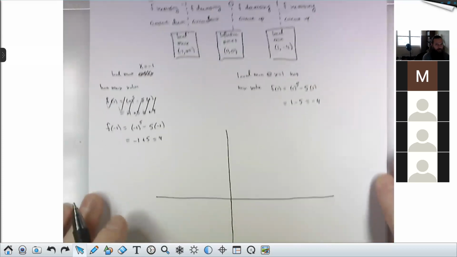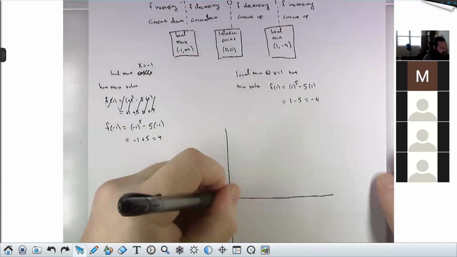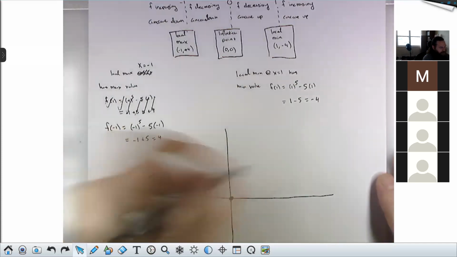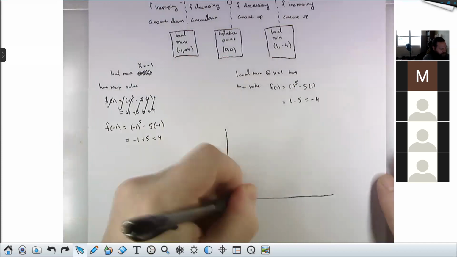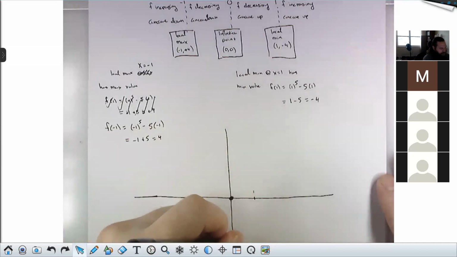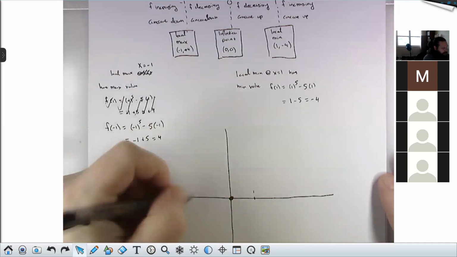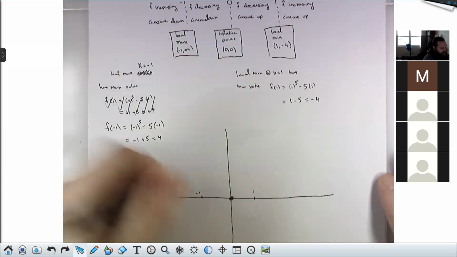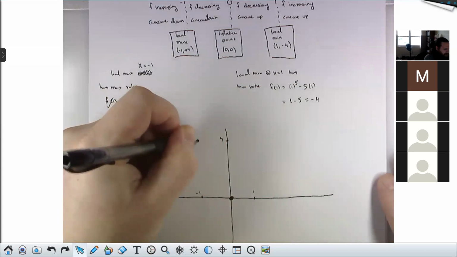So here we go. Some points I know to be on this graph. 0, comma 0. 1, comma negative 4. Like this 1, like this negative 4. Call that 1, comma negative 4 right there. We also have negative 1, comma positive 4. So negative 1, comma positive 4 right there.